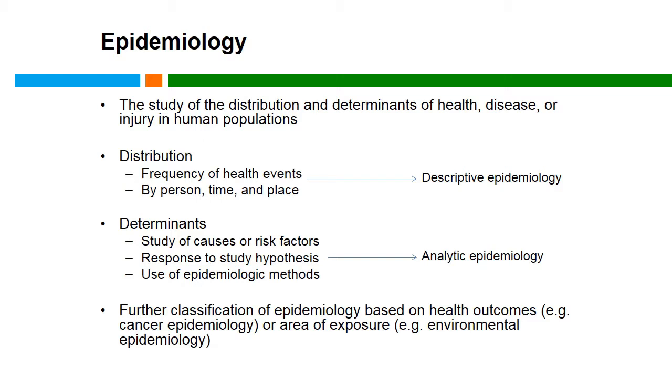When we start to turn toward the study of determinants of disease, we're beginning to enter the realm of analytic epidemiology. That is, the study of the causes or risk factors that are associated with disease. Often we further categorize these by the health outcomes of interest or the exposures, for example, cancer epidemiology or cardiovascular epidemiology or environmental epidemiology.